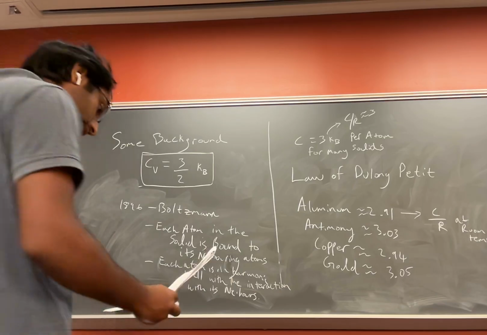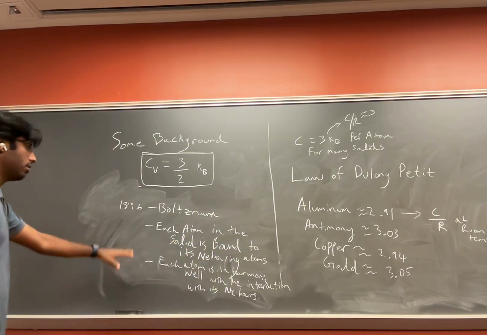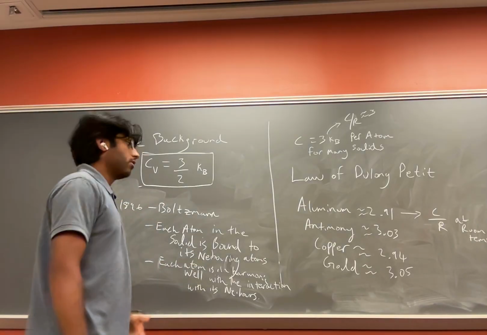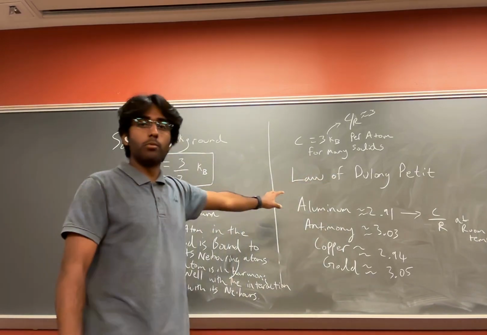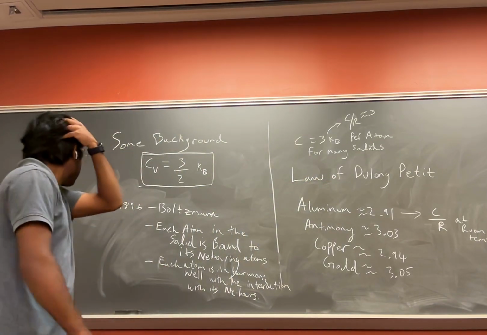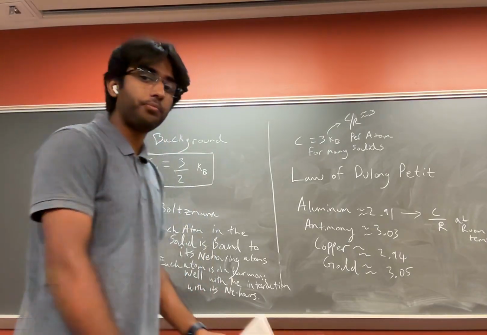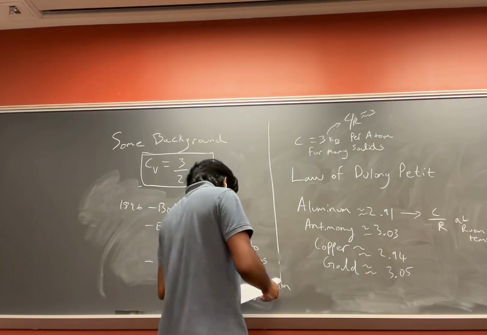However, it still did not work for the low temperature limit. This was just Boltzmann's model, just Boltzmann's assumptions for a solid so that it can align with the law of Dulong-Petit at room temperature. However, this model still did not accurately describe the decay at the low temperature limit.